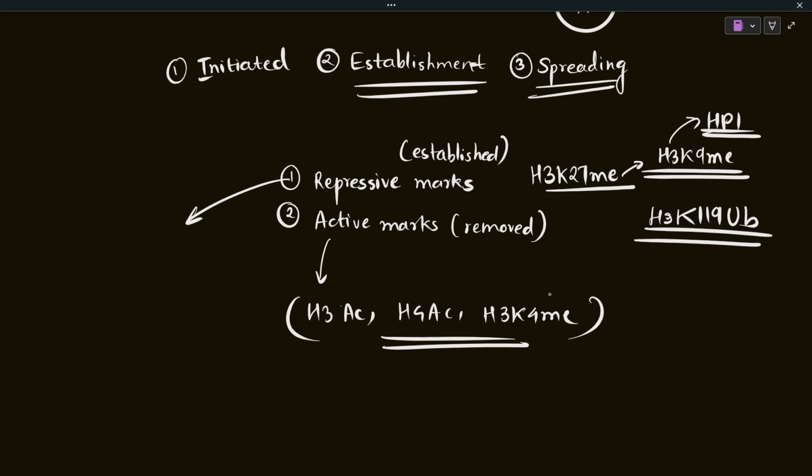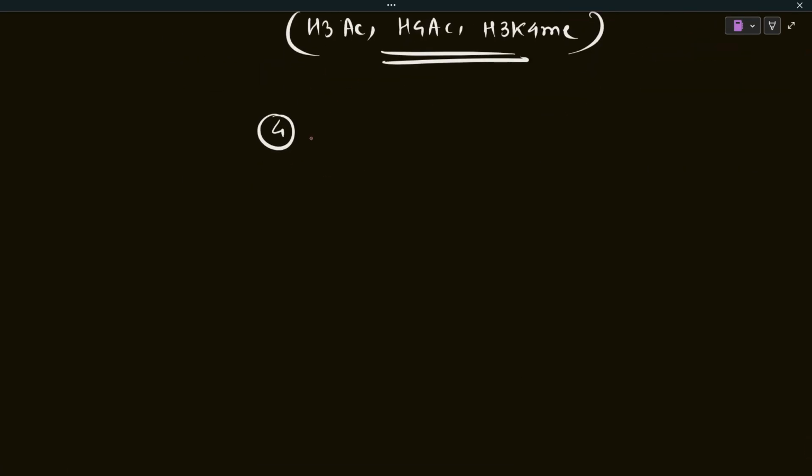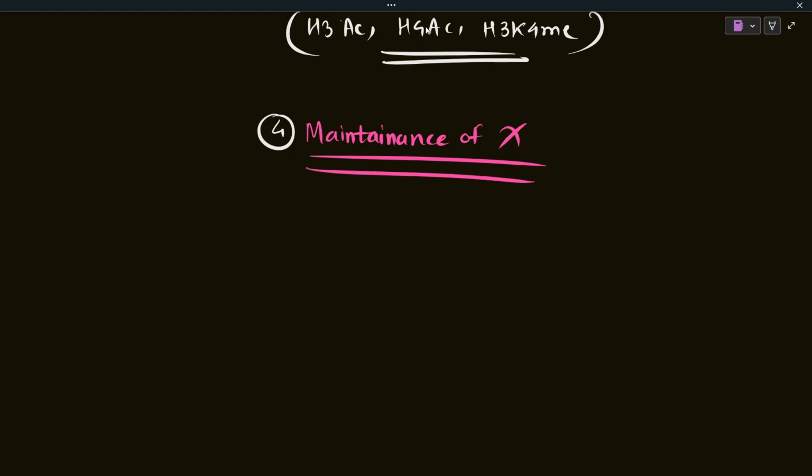Once the X chromosome inactivation is established and spread all over the X chromosome, the next step, the fourth and last step, is the maintenance of X chromosome inactivation, and it is a very important step. Because once you have established the X chromosome inactivation, you need to maintain it throughout the life of the cell, as well as in the progeny of the cells.